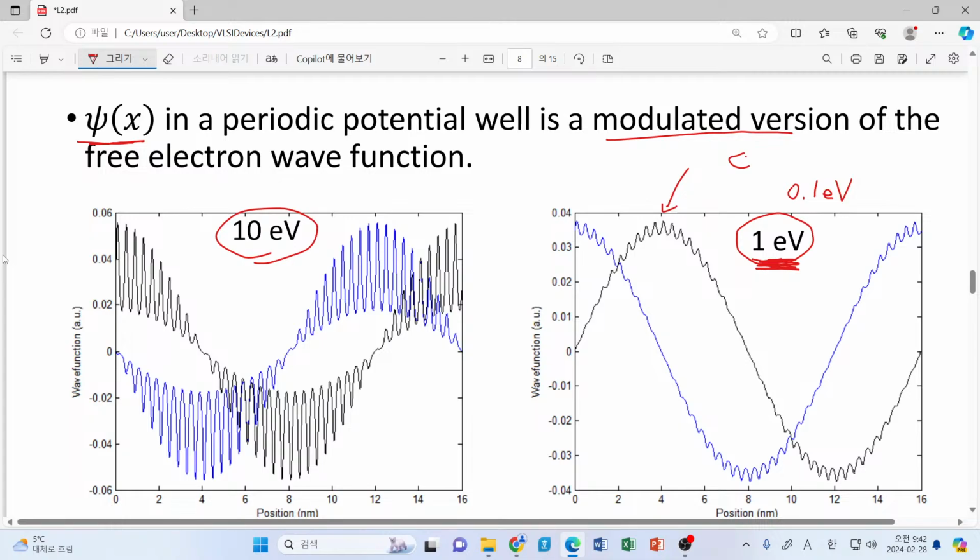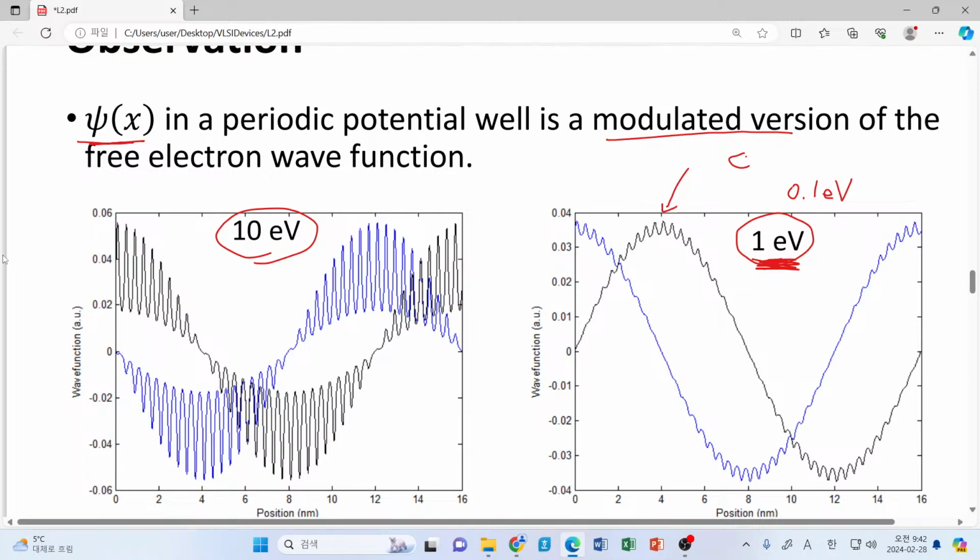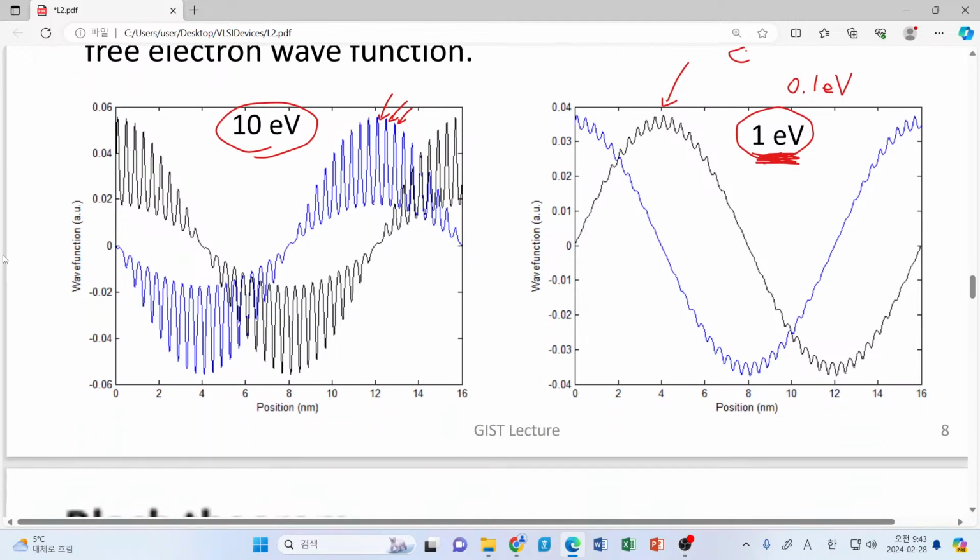Then what will happen? Then it will converge to the free electron case. So this modulation is solely provided from the periodicity of our potential well. So everybody can understand this one.